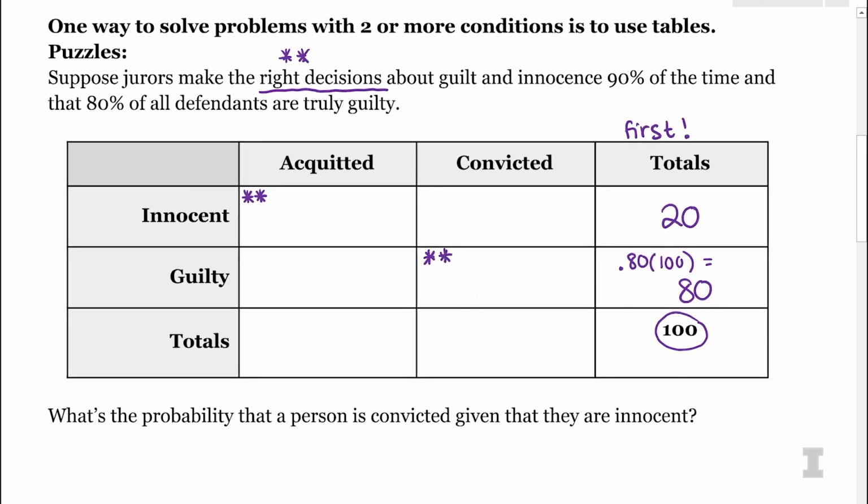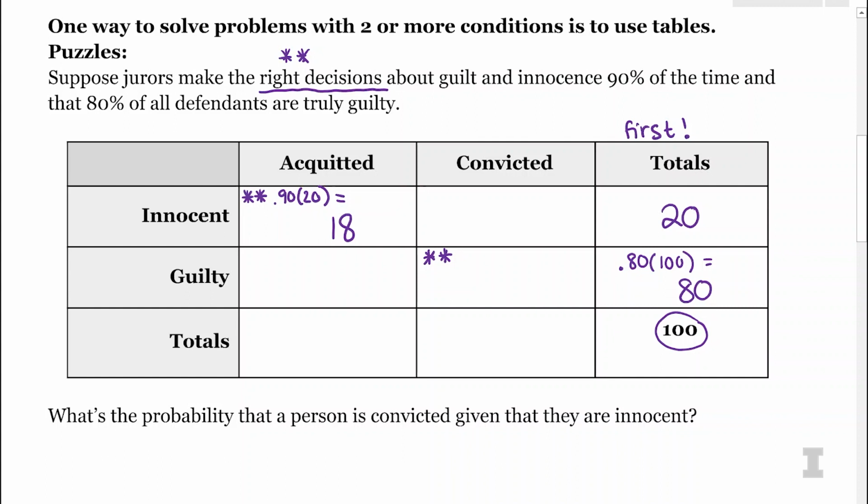We also know I used my first piece of information, 80% of all defendants are truly guilty. And then 90% of the time, the right decisions are made. So we have 20 innocent people, 90% of those 20 people will be correctly acquitted. So Wade has Python pulled up. I'm going to just ask you for the numbers if that's okay. Sure. 90% of 20. So that's just 18. 18, probably didn't need a calculator for that one.